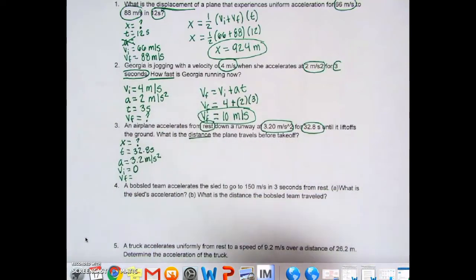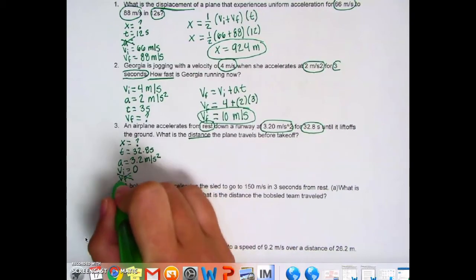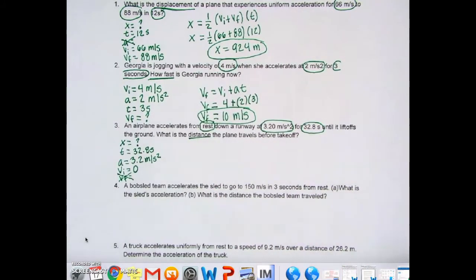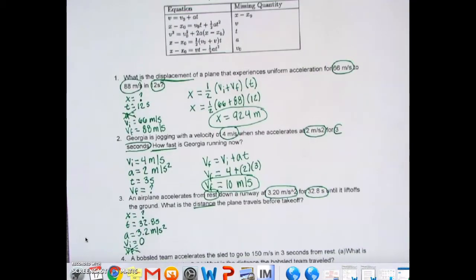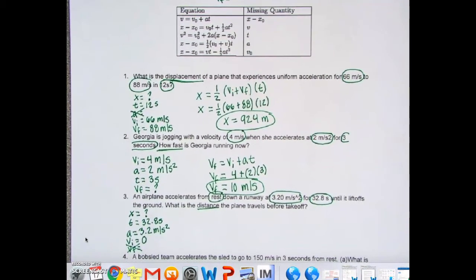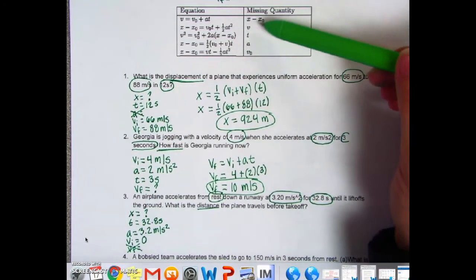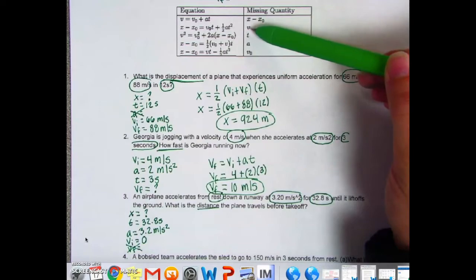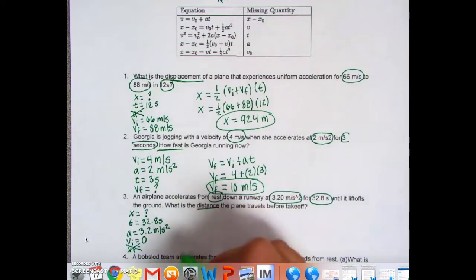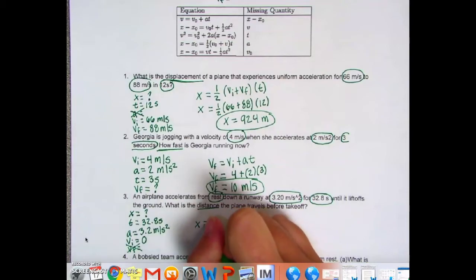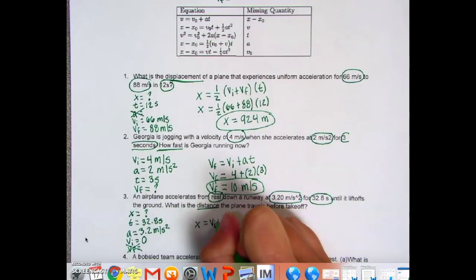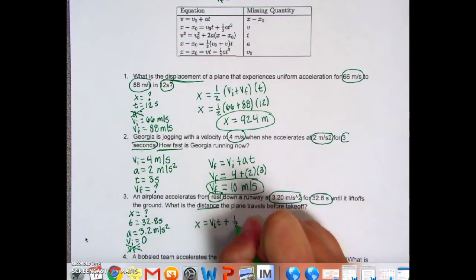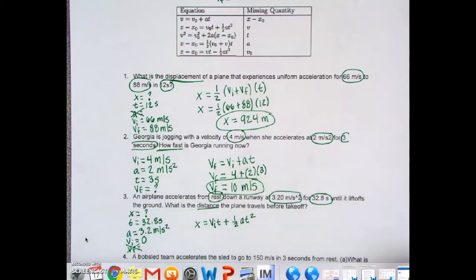Now looking at our list, we can identify what we don't have and what we're not looking for. We could care less about VF, so we have to find an equation that doesn't involve VF. Let's scroll up to our chart and look at the missing quantity side. Remember, a V by itself signifies VF. There's only one equation that doesn't involve VF, and that's perfect because we don't care about it in this problem. So we're going to write out X equals VI times time plus 1/2 AT squared.